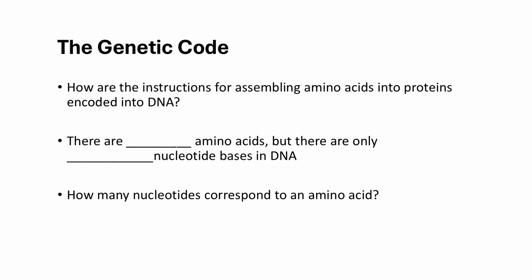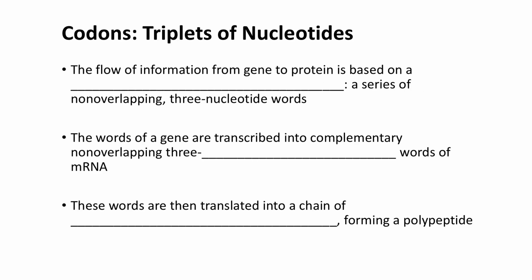How are the instructions for assembling amino acids into proteins encoded in the DNA? There are actually 20 amino acids, but there are only 4 nucleotide bases in DNA. So how many nucleotides correspond to an amino acid? The answer is 3. There are 3 nucleotides needed to code for one amino acid.